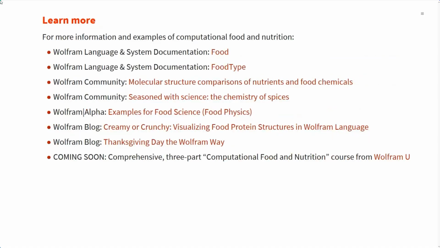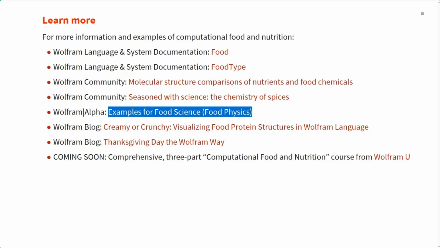In fact, let me quickly look at that page and show you that. You can see right there. So looking forward, do take a look at that on our food science examples page.